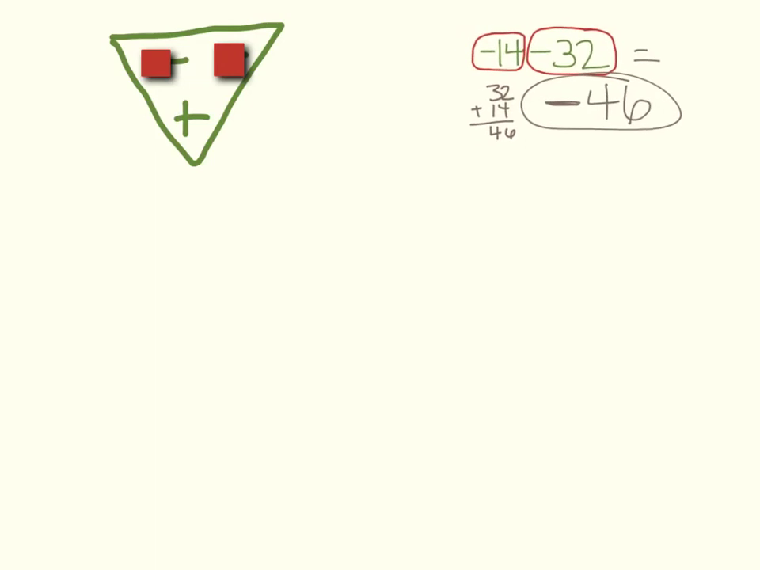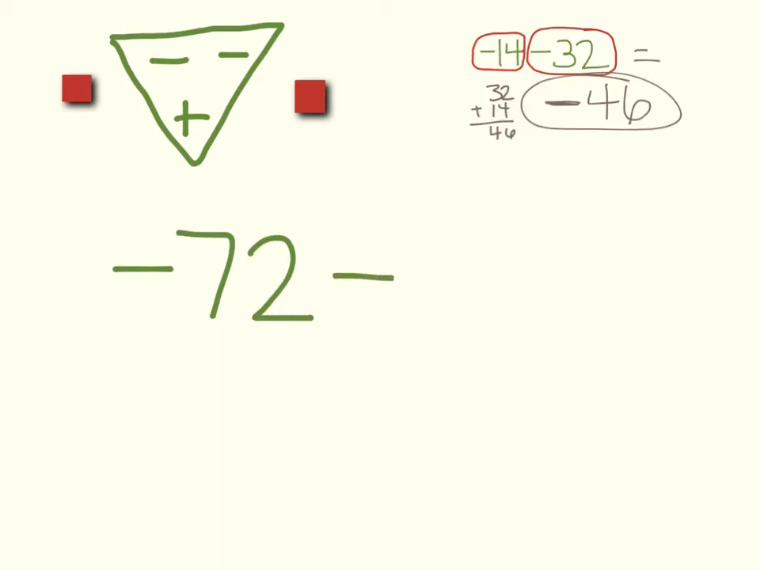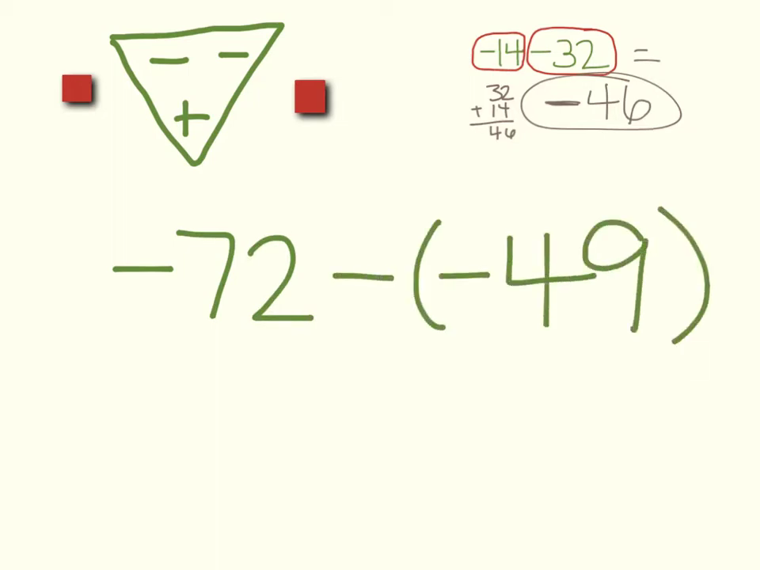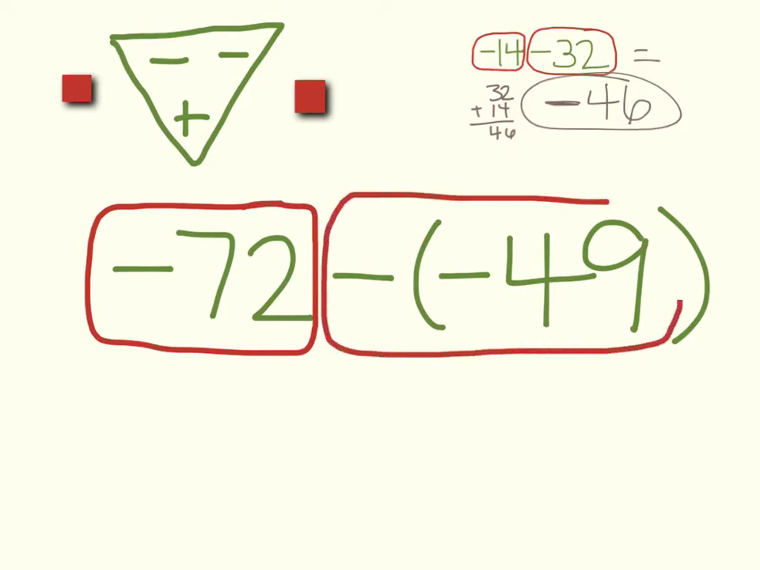Okay, next problem. I want to have you get the hang of this. I'm going to move these little things away. Here we go. The next problem that we're going to do is -72 minus -49. So again, I'm just going to circle these numbers and the sign in front of it. So circle the number and the sign in front of it.